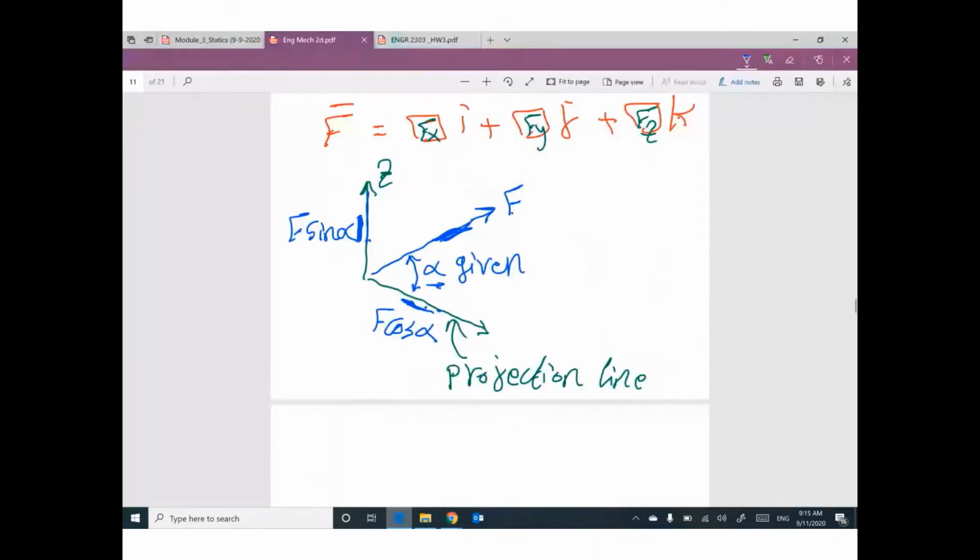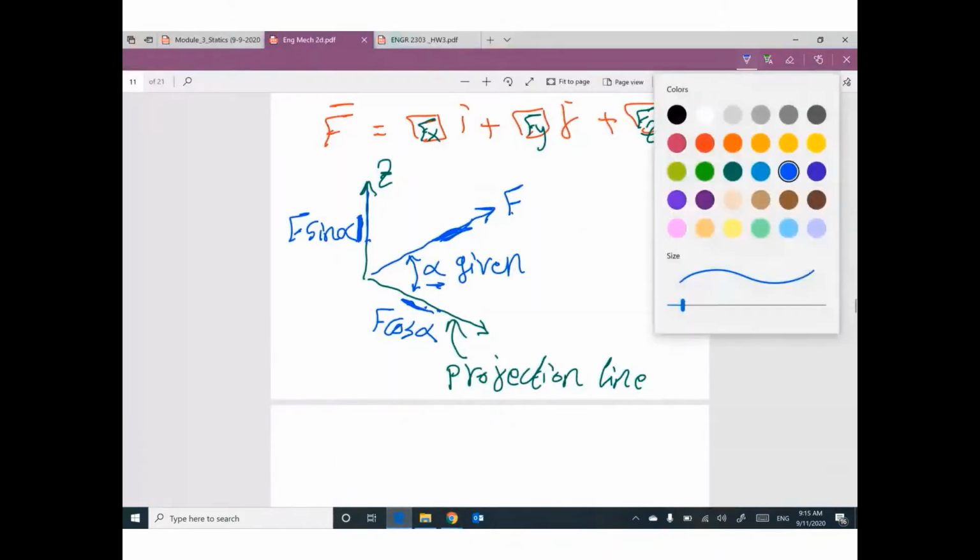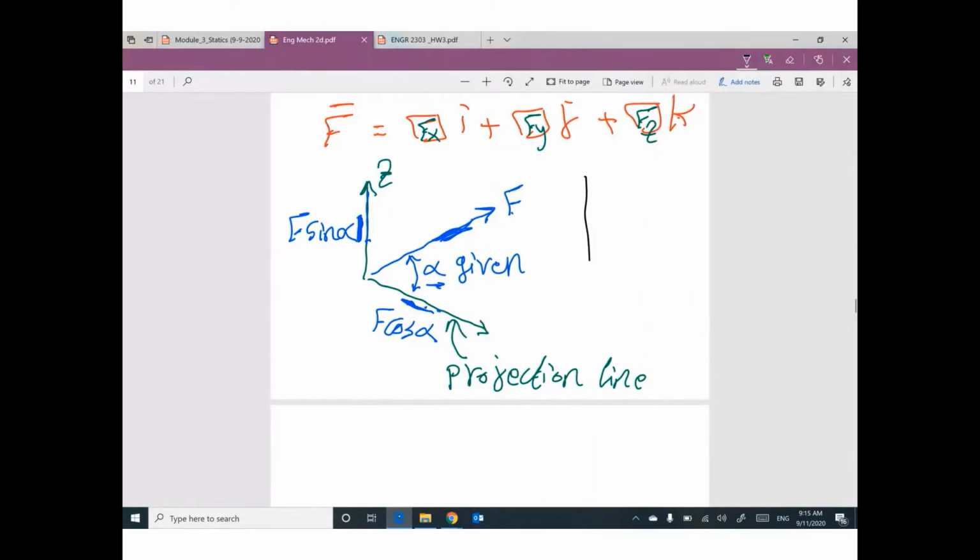That means if your z axis and the projection line are like this, and the given force like this, and the given angle is here, sometimes, which one will be sine, which one will be cosine? Okay, the Z component will be F cosine, because we know the component adjacent to the given angle is cosine. Far away will be sine. Please be careful about this point.